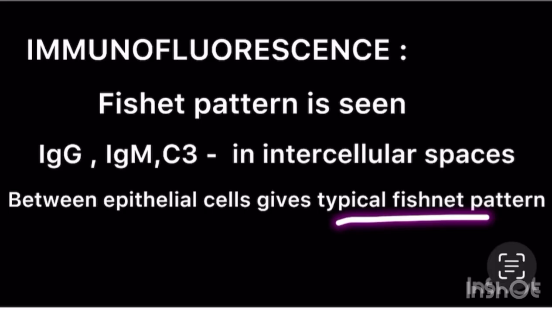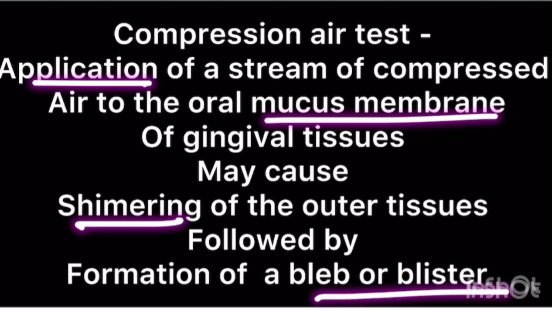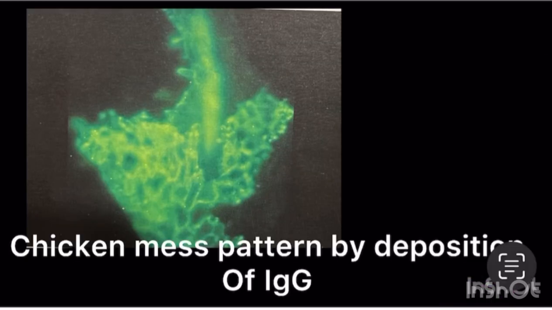In immunofluorescence we see a fishnet, a typical fishnet pattern, because in the intercellular spaces IgG, IgM and C3 will be seen. You can see the picture here, the typical fishnet pattern. Then next we have the compressed air test. Application of a stream of compressed air onto the oral mucous membrane of gingival tissue. We will see shimmering of the outer tissues, and later on a bleb or blister will be formed. This is a chicken wire pattern by deposition of IgG.